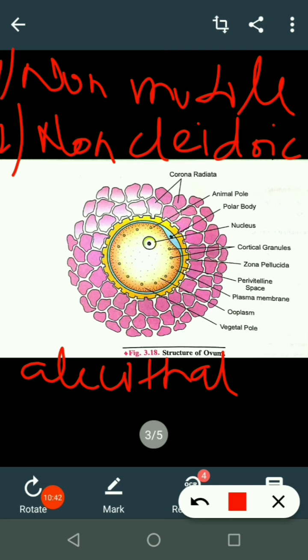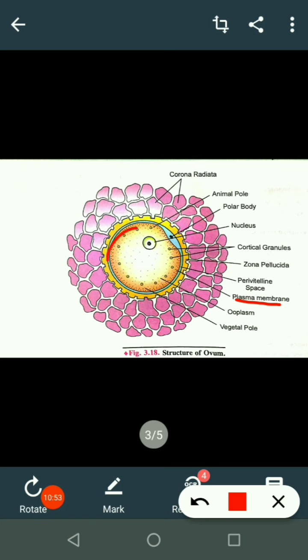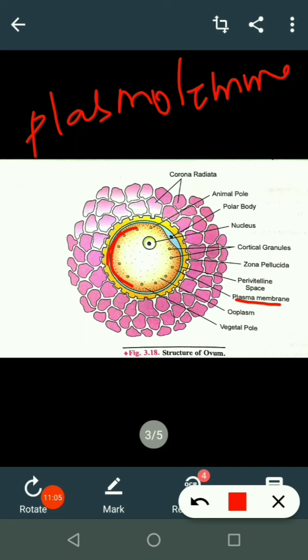Fine. Now, first of all, this whole ovum is covered by a membrane which is called the plasma membrane. It is written over here, this lining, that is the plasma membrane. It is also called plasmalemma, or it is also called oolemma. So this is the outermost structure, and inside it, whatever cytoplasm is present is called the ooplasm.